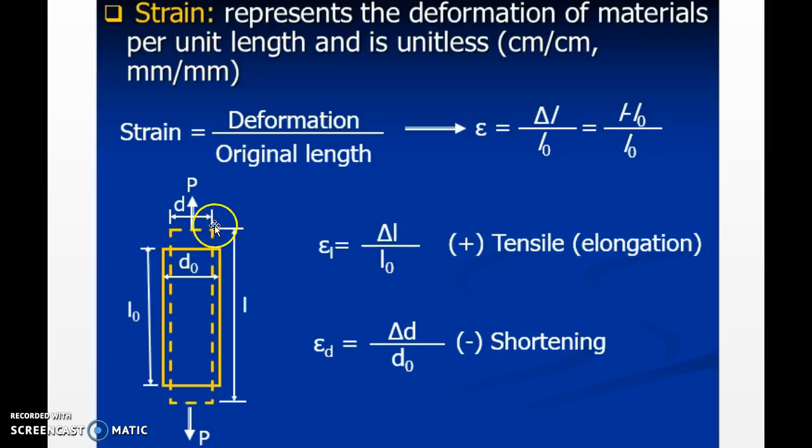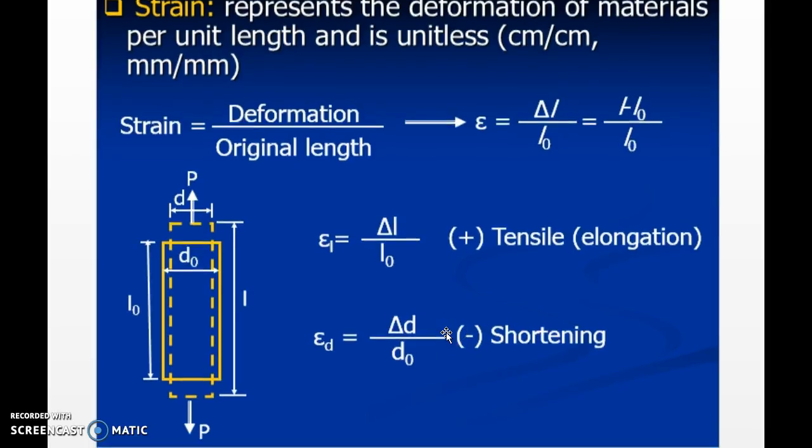But when a compressive force acts in the opposite direction, there will be shortening of the object. So delta D divided by D0 will be the epsilon D. You can see in the figure that the small d0 is converted to D, so that is a shortening of this object in this direction, so it is a negative strain.